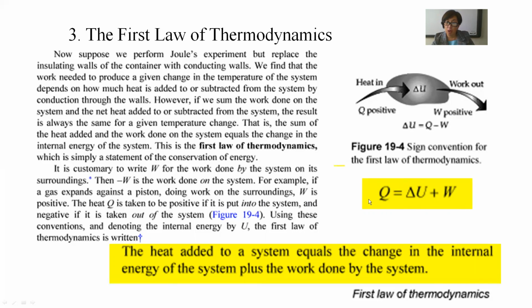Here is the formula of the first law of thermodynamics: heat added to the system equals the change in internal energy inside the system plus the work done by the gas, and here the work is positive. The heat added to the system equals the change in internal energy of the system plus work done by the system. This is the definition of the first law of thermodynamics.